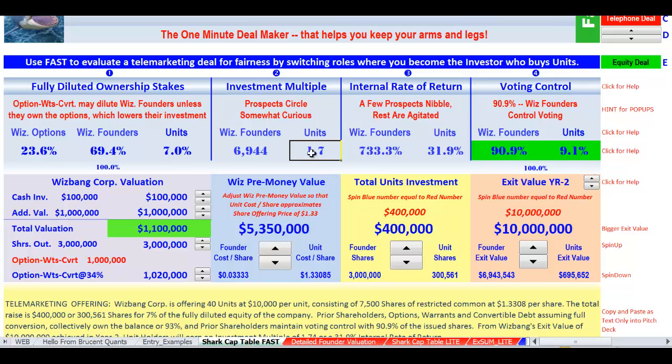Investment multiple is 1.7, so units as a group get 1.7 times their money back after waiting 2 years, and that equates to a 31.9% internal rate of return. Yeah, they'll be interested. That's the internal rate of return for the units as a whole.